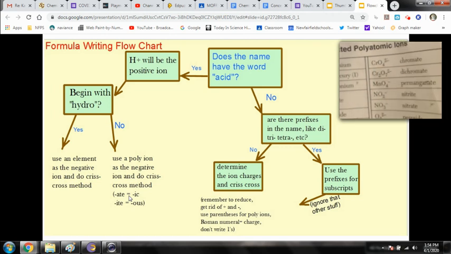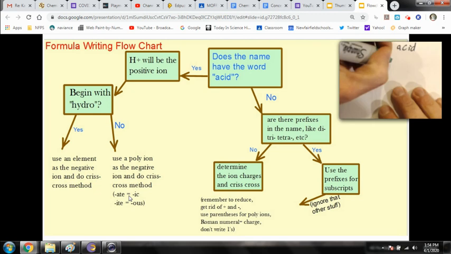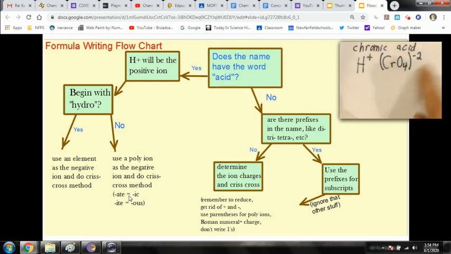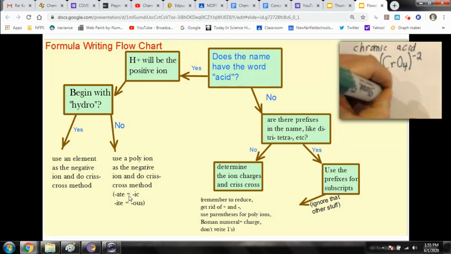CrO4, -2 is the charge. So let's put CrO4, hey, polyatomic ion, let's wrap it up to begin with. -2 charge. And we'll crisscross, and then the hydrogen receives the subscript of 2, and chromate, the polyatomic ion, ends up with a 1. So guess what? We don't need those parentheses. H2CrO4. There's chromic acid.